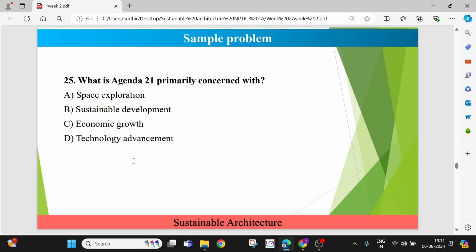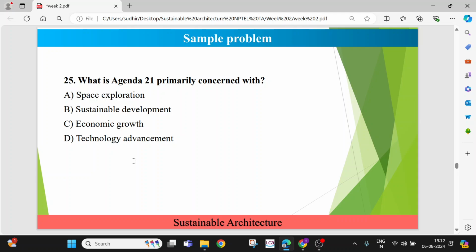Agenda 21, you are all absolutely right, is a comprehensive action plan created at the Earth Summit in 1992 that was focused on achieving sustainable development worldwide. You must also know that it addresses the needs for economic, social, and environmental progress to ensure future generations can meet their needs. It touches on various aspects including economic growth and technology, and its core aim is to promote sustainable development overall. It integrates all these elements into a holistic approach covering economic, environmental, and social progress. That's why option B is the right answer for this one.